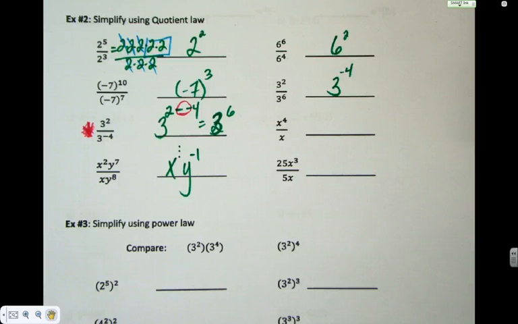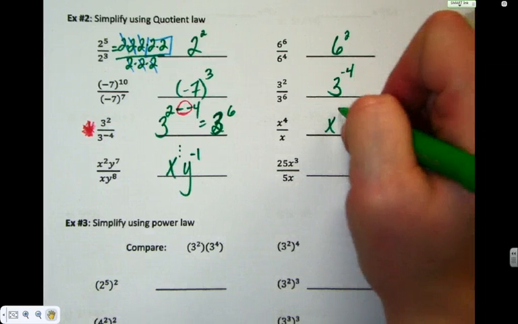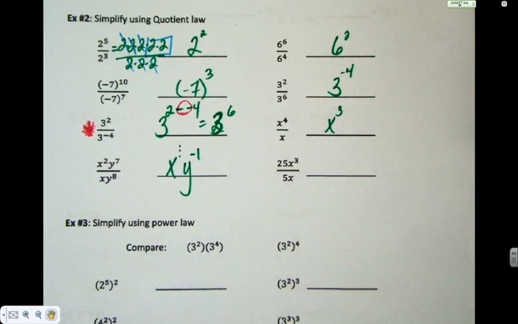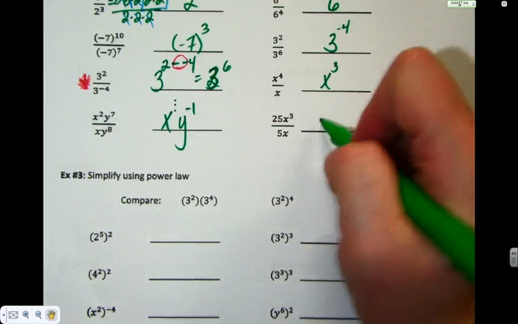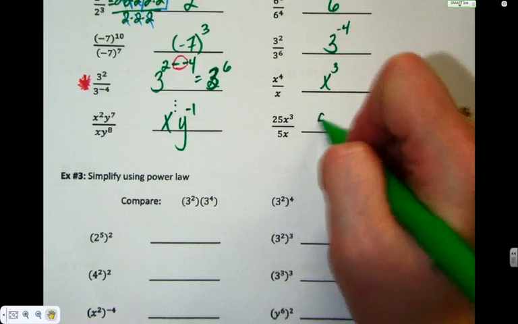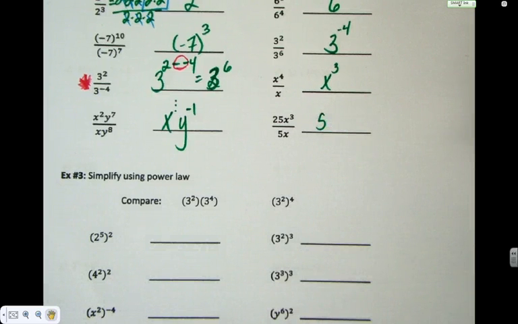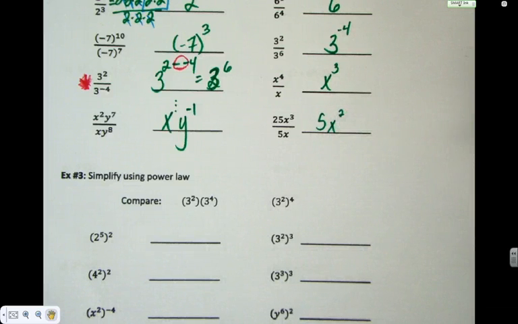X to the 4 divided by x. Quotient law says we keep the base, subtract the exponents. This is going to become x to the 3. Here's a question from last unit. So here's one that you've already seen. We're just throwing in the coefficients. So when we have the coefficients, we just divide. 25 divided by 5, 5. X to the 3 divided by x, x squared. Okay, so just proving what we did last unit is the exact same thing.